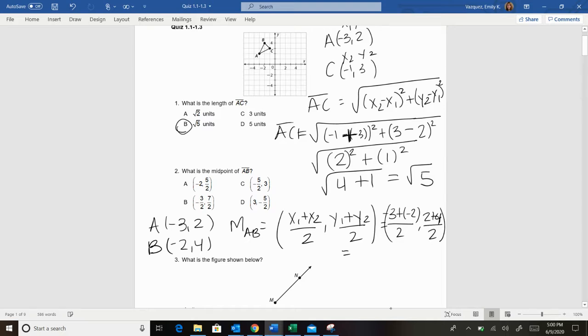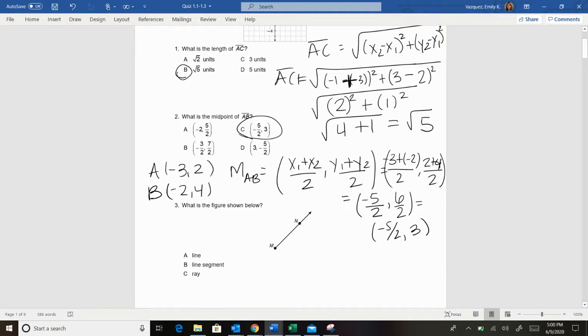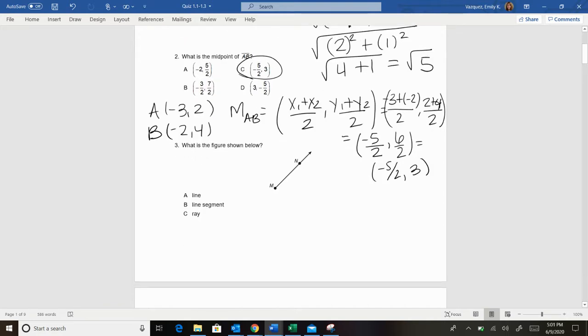And I'm going to go ahead and simplify that. That's -3, and -2 is -5 over 2. 2 plus 4 is 6 over 2. And I can't go any further with my -5 over 2, but 6 divided by 2 is 3. So that was the correct solution for number 2, or whichever number that ended up being.